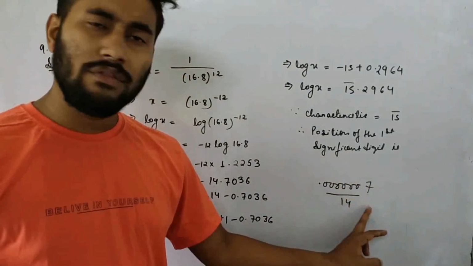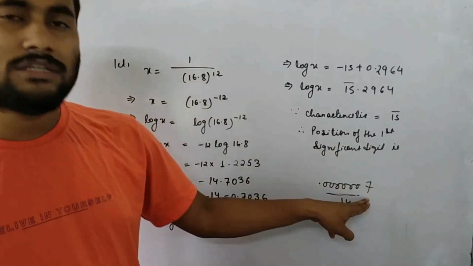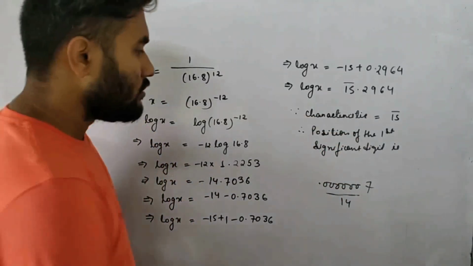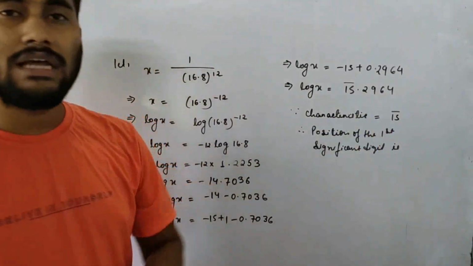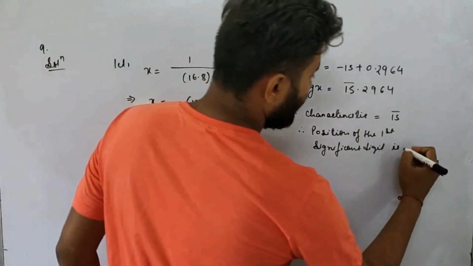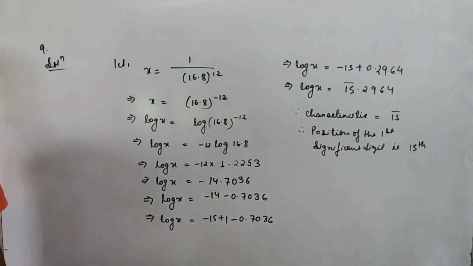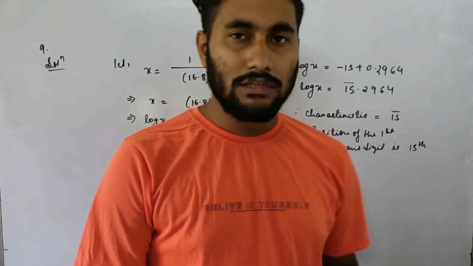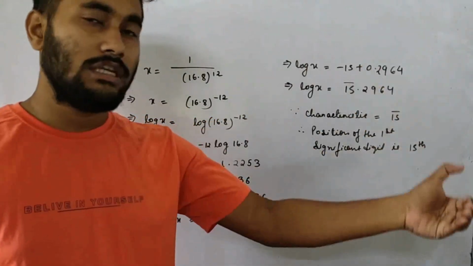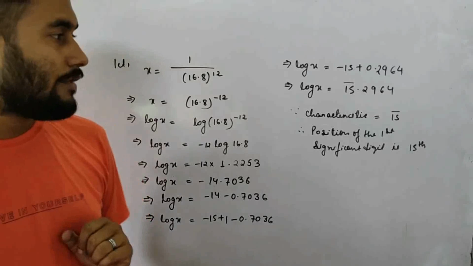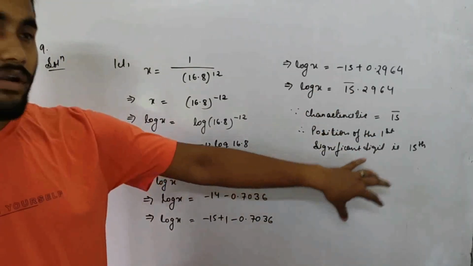So what will be the position of the first significant digit? Over here 14 zeros are there, then what will be its position? 15th. Understood? So whenever this type of question comes, find the position of the first significant digit. Whatever is the characteristic, that will be your value. So the position is 15th. Because if the characteristic is minus 15, the number of zeros is 14, and if the number of zeros is 14, then the first significant digit will again be 15th. So it will be the same as the characteristic. So this is the answer. And this type of question is very important. It comes in the exam.